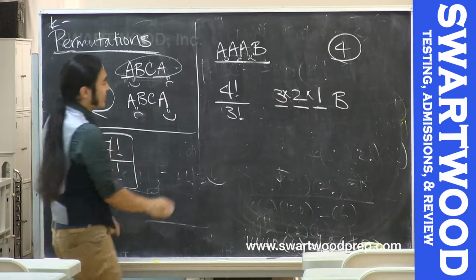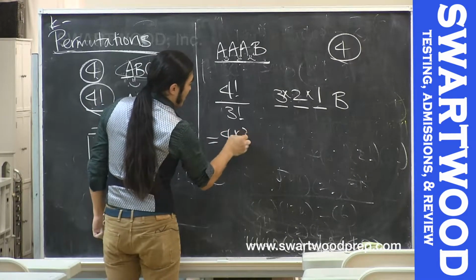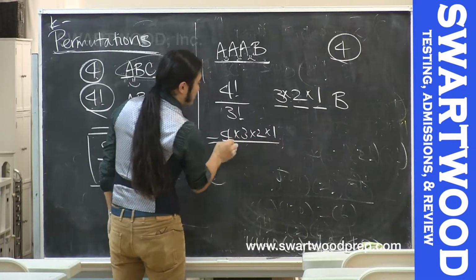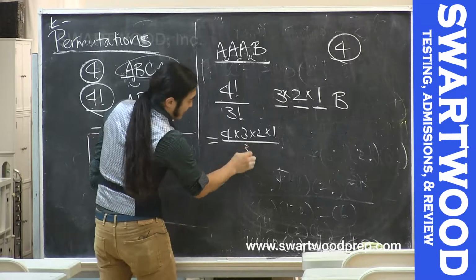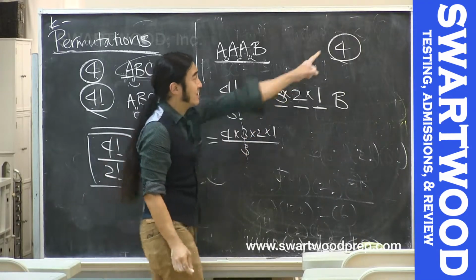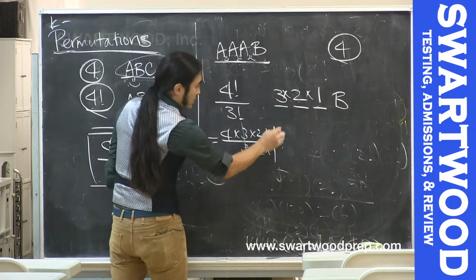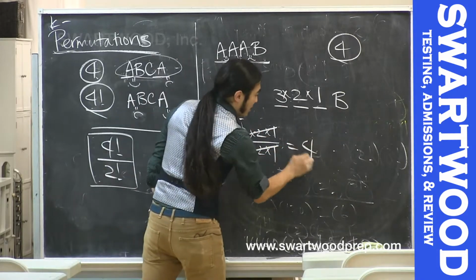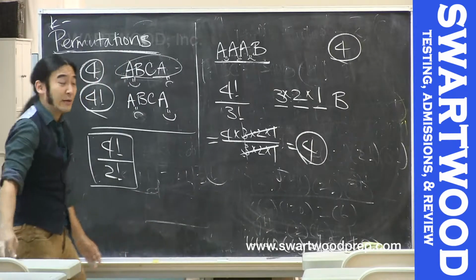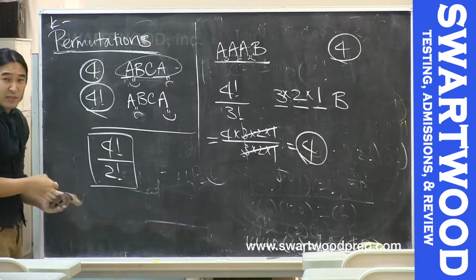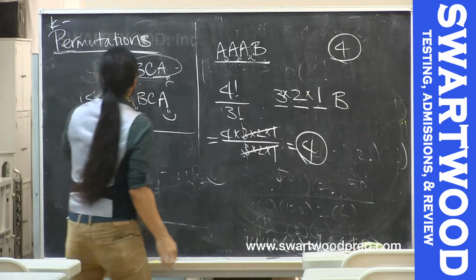Now to verify this with numbers, 4 factorial is 4 times 3 times 2 times 1. If we had just divided by 3, we would get 8, and that's not right. But if we divide by 3 factorial, we will get 4, and that's exactly what we're looking for. Okay, so do you believe that? If you believe that, let's try another one.